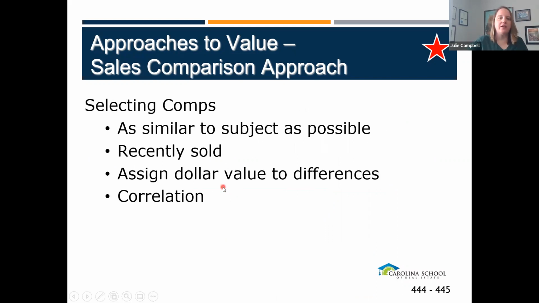When the appraiser is selecting comps, and when you and I are looking at comps for our CMA as well, we want to find properties as similar to the subject property as we can. The fewer adjustments we have to make to the comps, the better. So we want things as similar as we can. You want things that are recently sold, again, in a competitive, fair market. Maybe you have to go back more than 6 months if necessary. Don't go back 2 years.